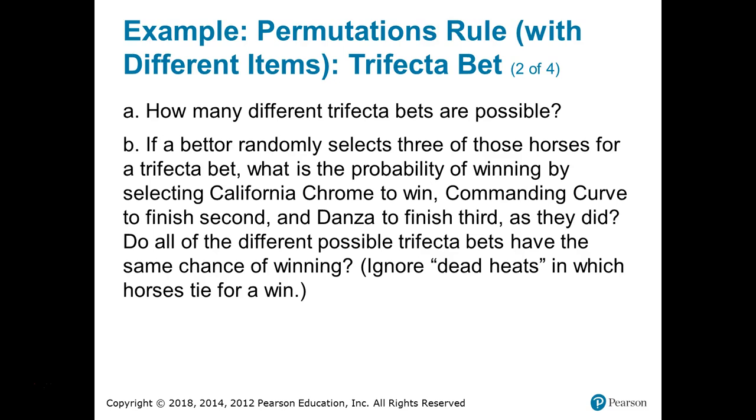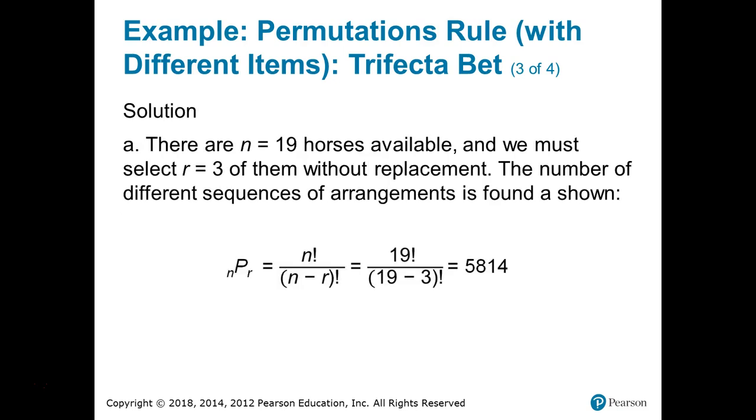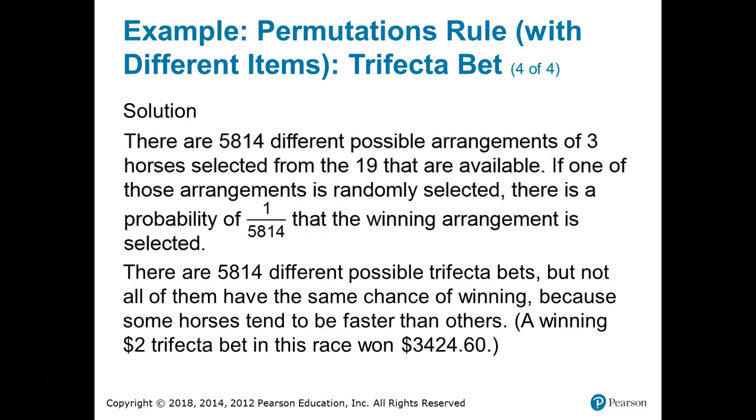And we are assuming that each horse has the same chance of winning, just to make the equations easier. Obviously, a better horse with better odds is going to have a better chance, but we're just ignoring that. So we are just going to say that there is a 1 over 5,814 chance of getting it correct if you have no reason to believe that any horse has any better odds than any other one.